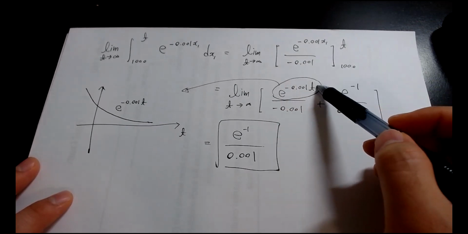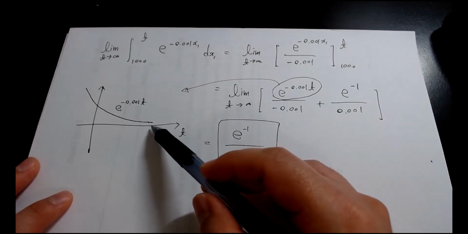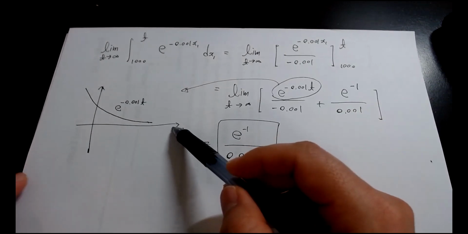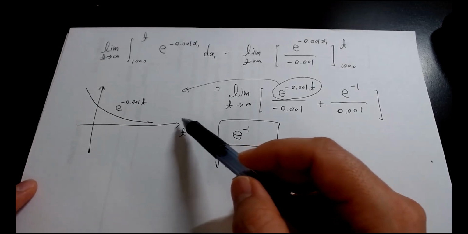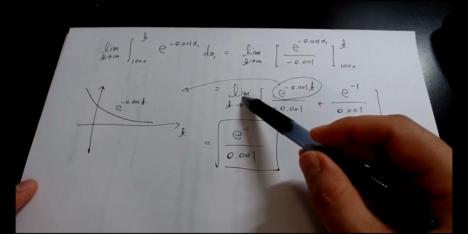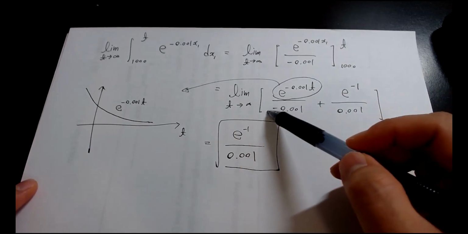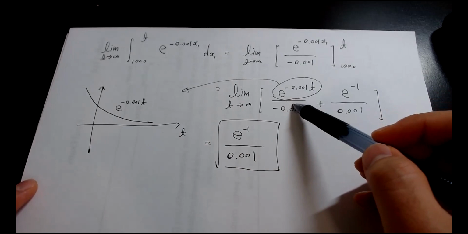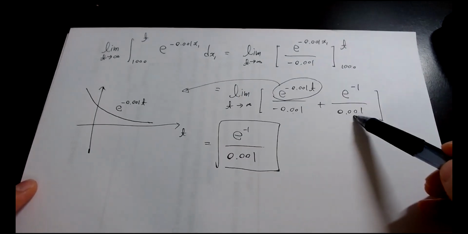This is a decreasing function. The graph of this one never touches the horizontal axis, the t-axis, but approaches 0 as t approaches infinity. So the limit of this term is 0 as t approaches infinity, and that term is gone. What's the remaining term? It is e to the negative 1 over 0.001.